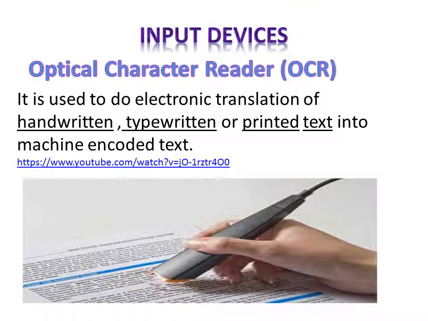Optical character reader. It is used to do electronic translation of handwritten, typewritten, or printed text into machine encoded text. It is widely used to convert books and documents into electronic files. It is also used to computerize a record keeping system in an office or to publish the text on a website. OCR software has now been attached in the scanner and mobile phone also.